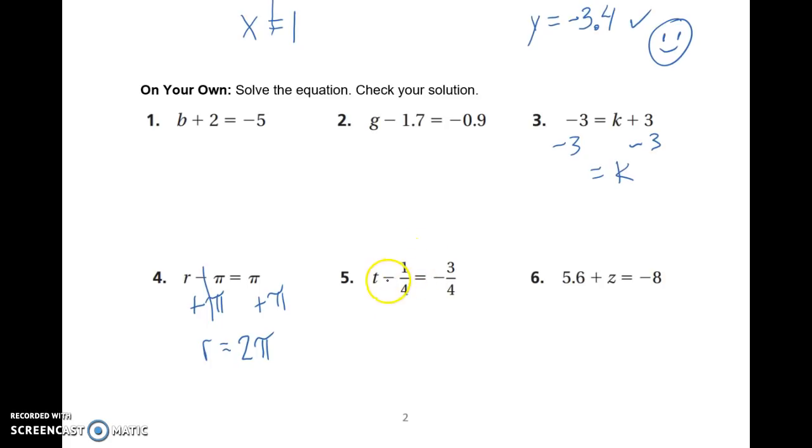Fractions. Don't freak out. Opposite of minus 1/4, you're going to do plus. Use your calculator if you need to. Same with decimals. This is 5.6 plus z. Always look in front. That's a positive 5.6. You're going to be subtracting from both sides.